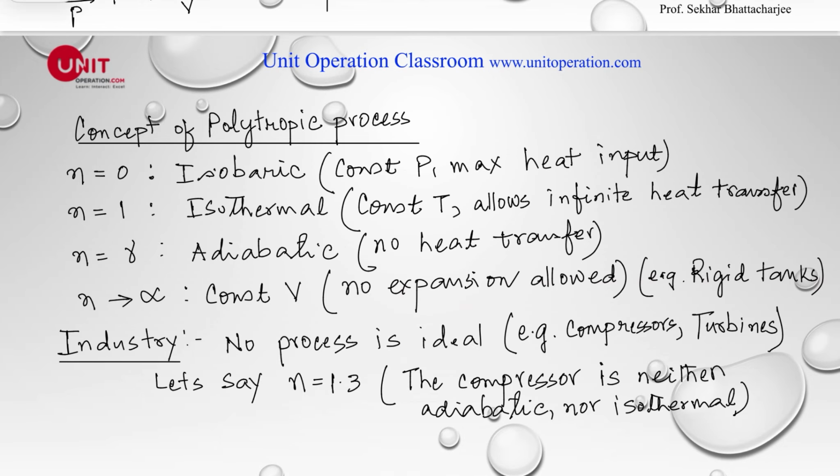If n tends to infinity, that's of course a constant volume process. No expansion allowed, as for example in rigid tanks. So in industry, what is the application? Normally, we know these compressors and turbines, none of them behave in an ideal way. The fluid itself, like the gas, does not behave in an ideal way.